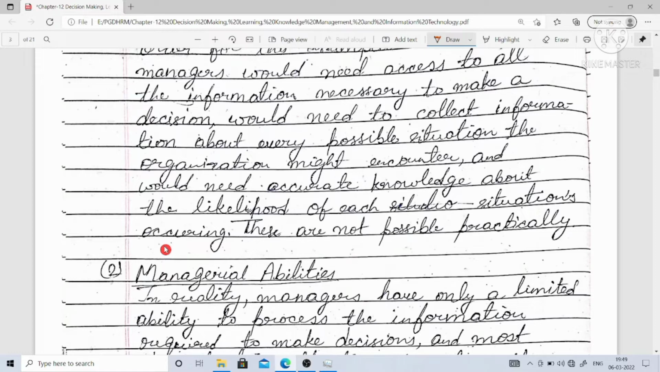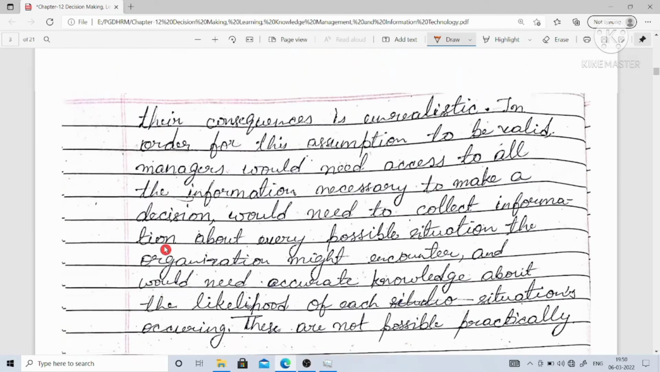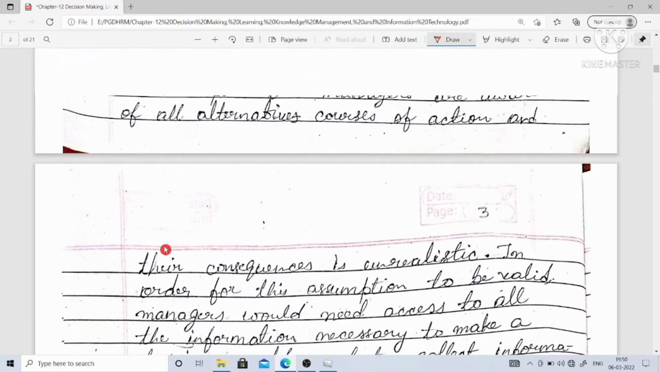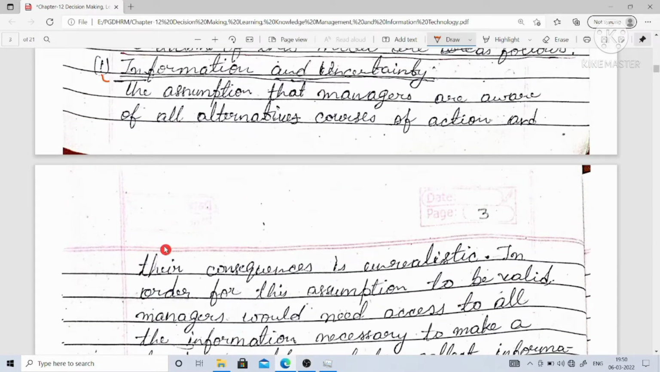So now you see, if the manager has knowledge of all alternative courses of action, that is the assumption.